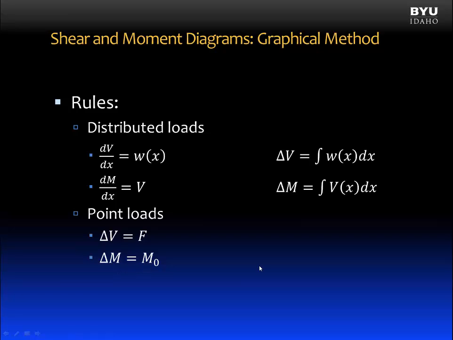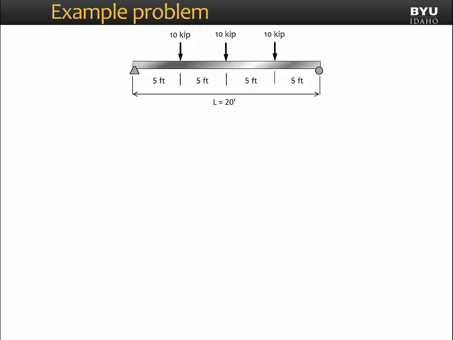Now, to understand these rules, it's best to see them in practice. In this lesson, we're going to review several examples where we will put these rules to use to draw shear and bending moment diagrams. For our first example, we have a simply supported beam that is supporting 3 point loads. We have a pin support on the left end, a roller support on the right end. The total length is 20 feet.